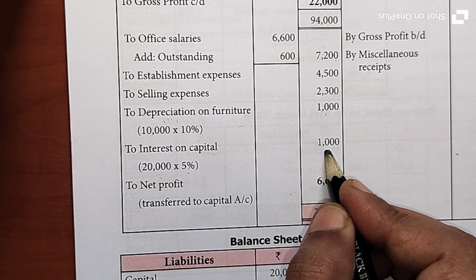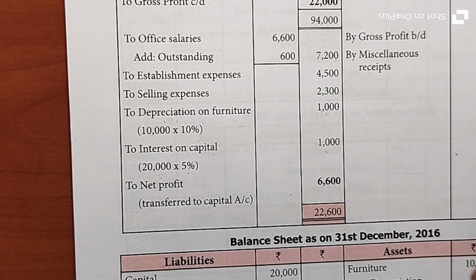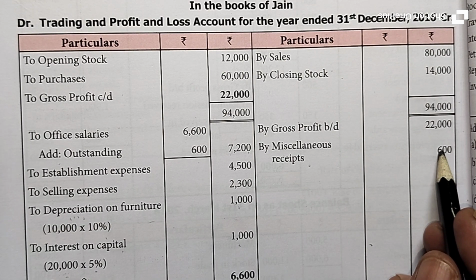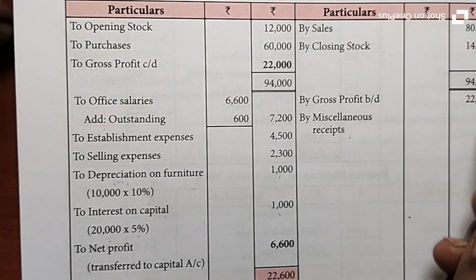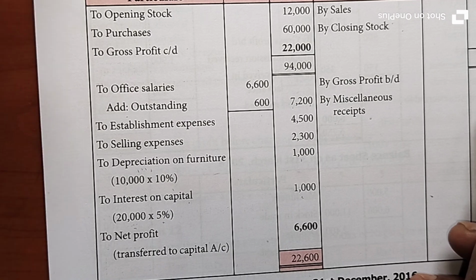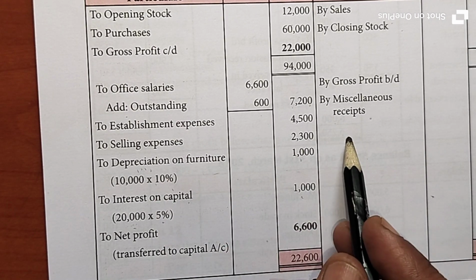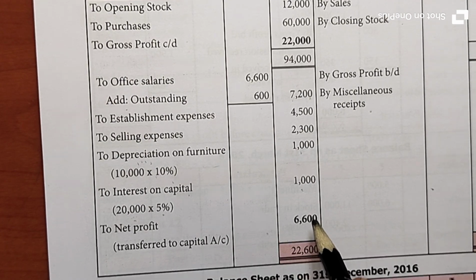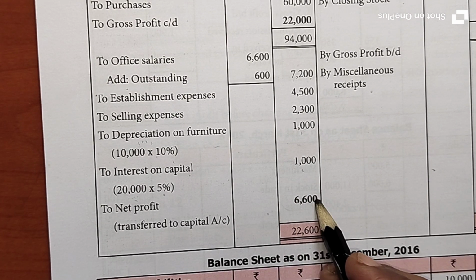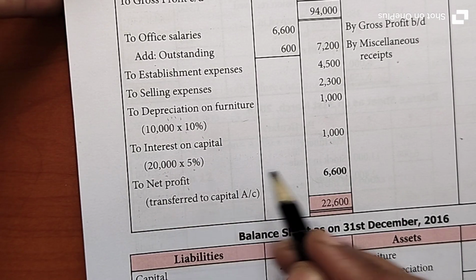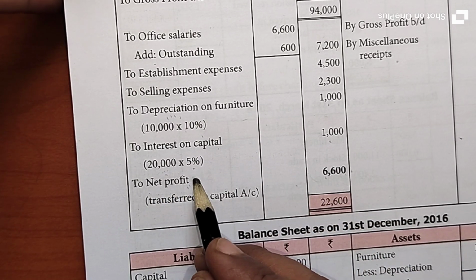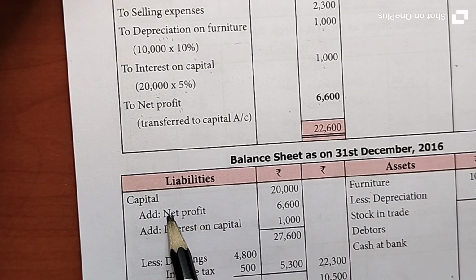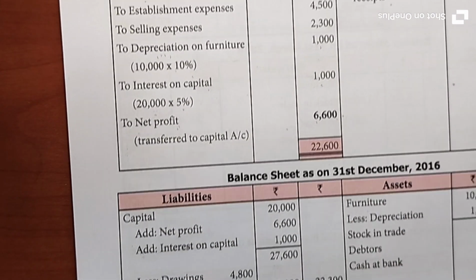Okay. Then miscellaneous receipts is an indirect income, to be entered on the credit side of the profit and loss account. We entered all the respective information related to profit and loss accounts here. Then we find the difference, that is 6,600 rupees, the net profit. We got 6,600 rupees as the net profit. Okay, so that net profit we have to transfer into the capital account on the liability side. Okay, so we prepared the trading and profit and loss account.